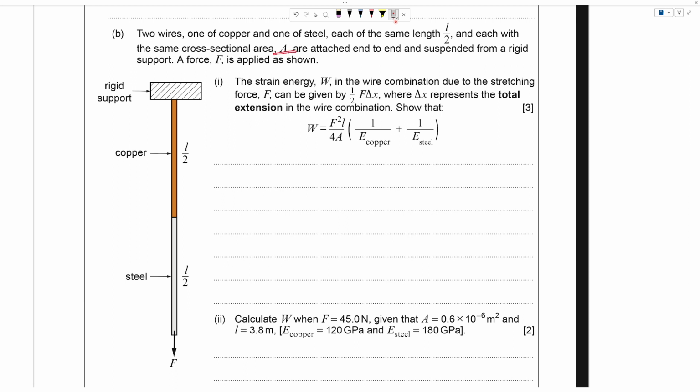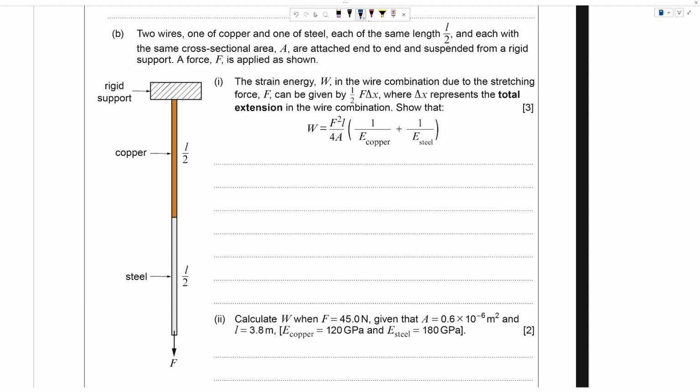Equal cross-sectional area. The strain energy in the wire combination due to the stretching force can be given by this, a half of F times change in length. That's pretty standard, where delta x represents the total extension in the wire combination. Show that this must be true. Okay, I think we can do that.